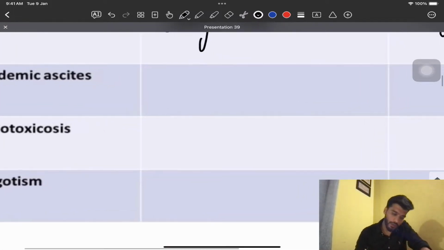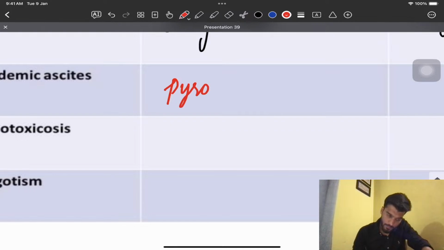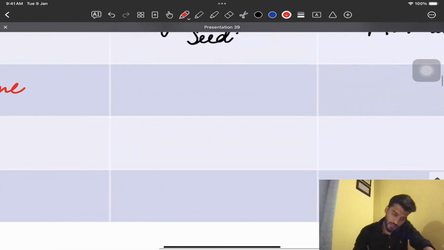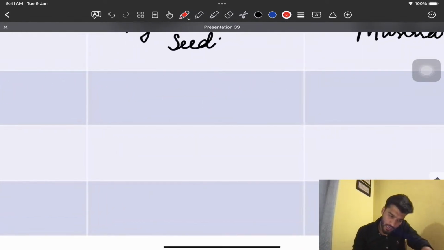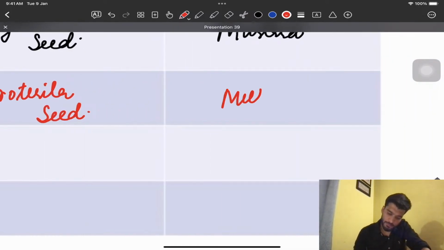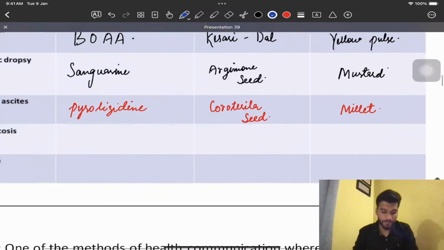If I talk about endemic ascites, guys, remember the toxin of endemic ascites is pyrrolizidine. The agent is Crotalaria seed, and the food stuff is millet.